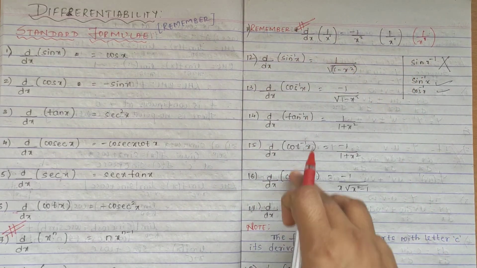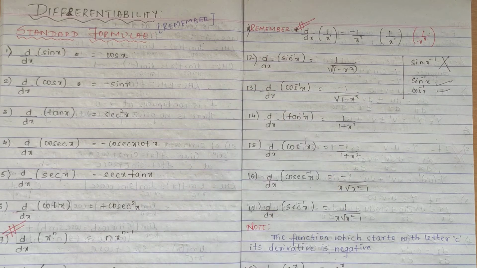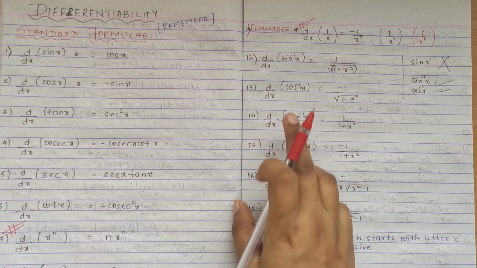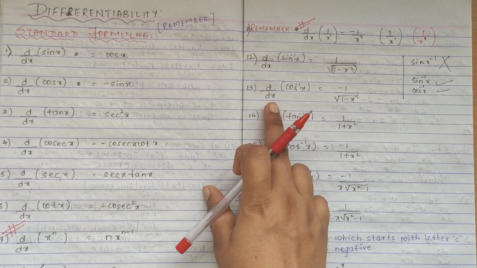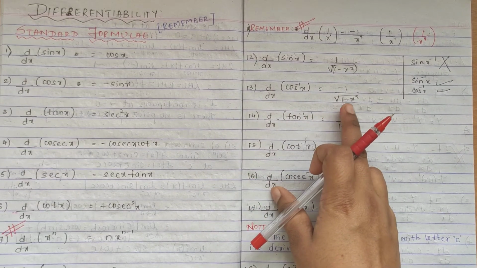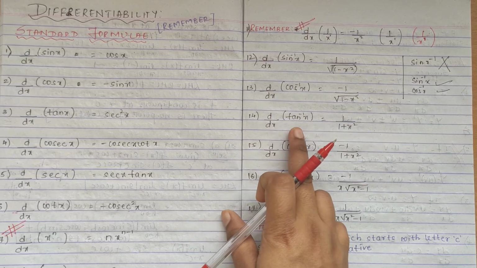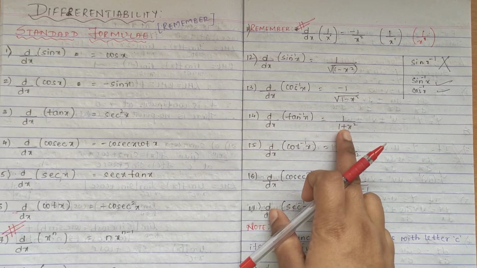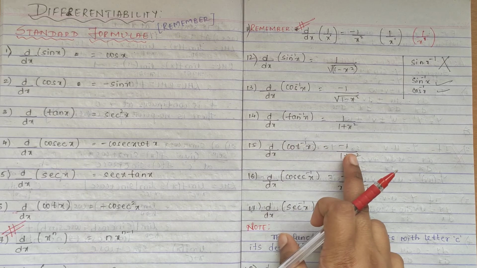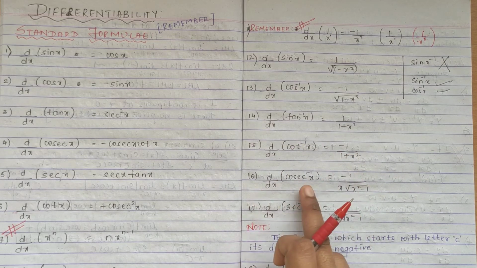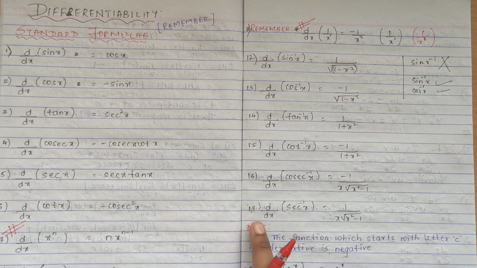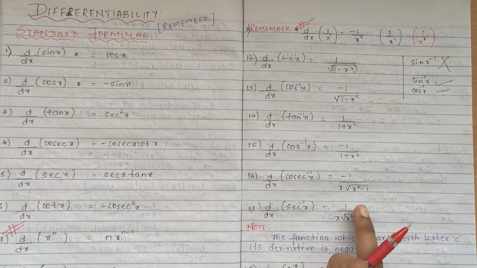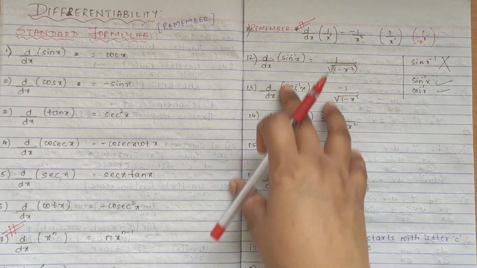Now you have the inverse trigonometric part. So differentiation of sine inverse x is 1 by root of 1 minus x square. Differentiation of cos inverse is minus 1 by root of 1 minus x square. Differentiation of tan inverse x is 1 by 1 plus x square. Differentiation of cot inverse x is minus 1 by 1 plus x square. Differentiation of cosec inverse is minus 1 by x into root of x square minus 1. Differentiation of sec inverse x is equal to 1 by x root of x square minus 1. So this is your inverse part.